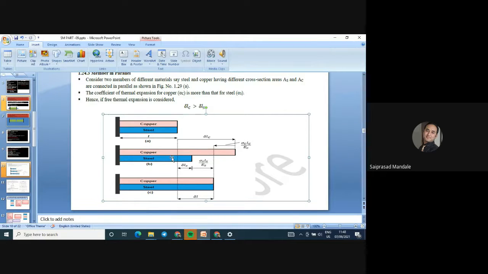Why? Because steel is applying compressive force on the copper. In opposite, steel has a tendency to elongate from this point to this point only. That is delta L of C. But copper applies a tensile force on the steel so that it extends the steel again from this point to this point. So that is sigma C L of C, sigma S L of S and E of S. Are you getting my point?